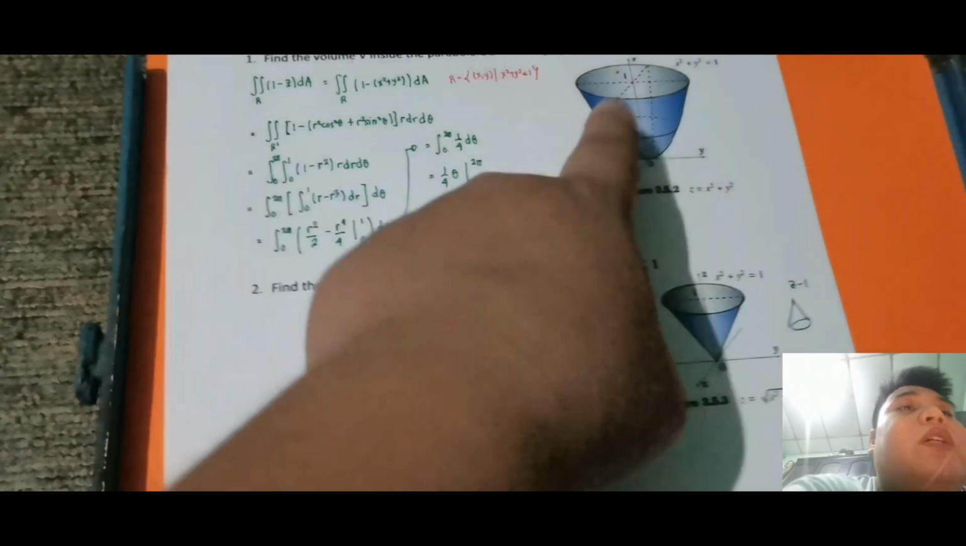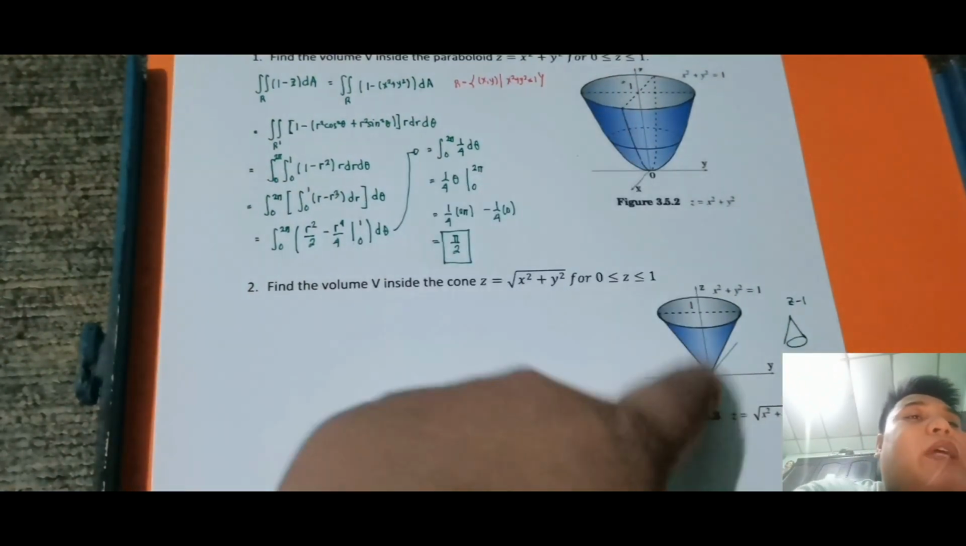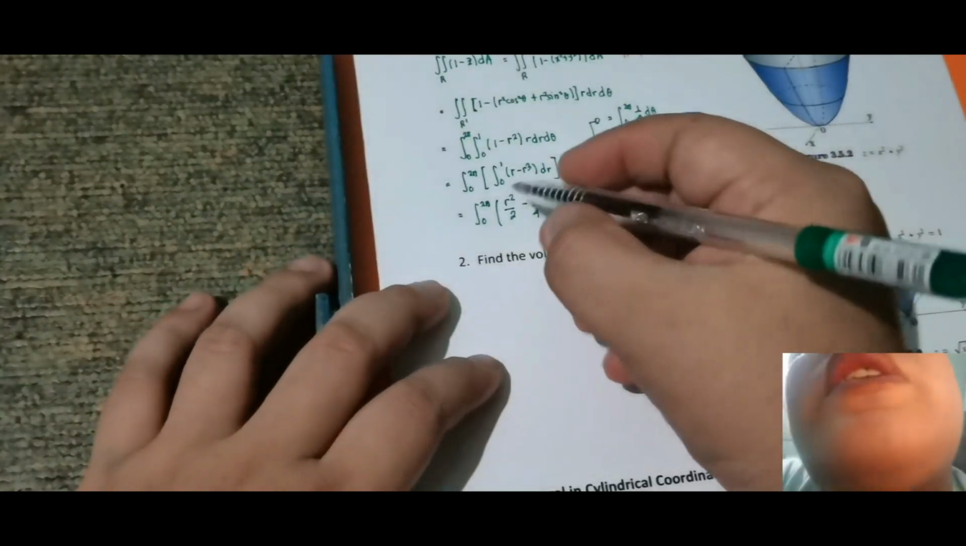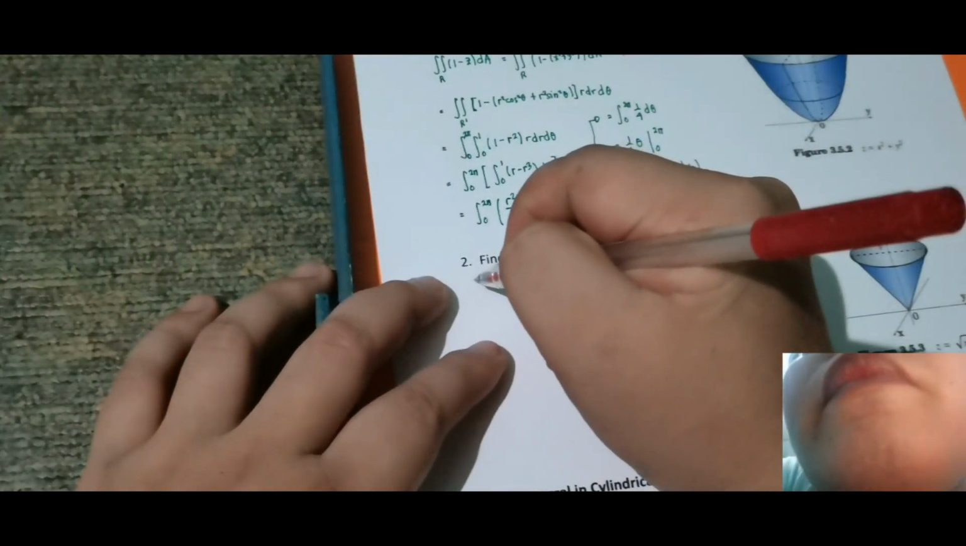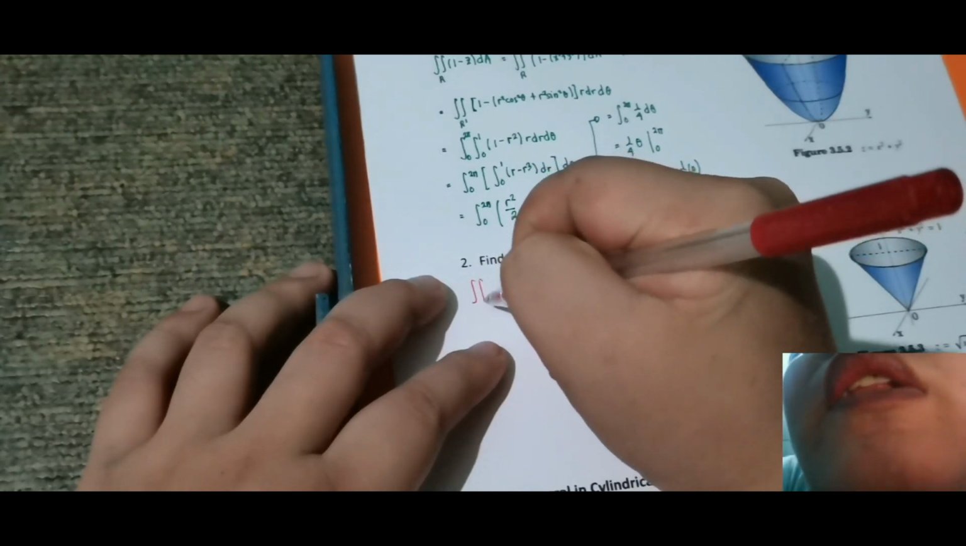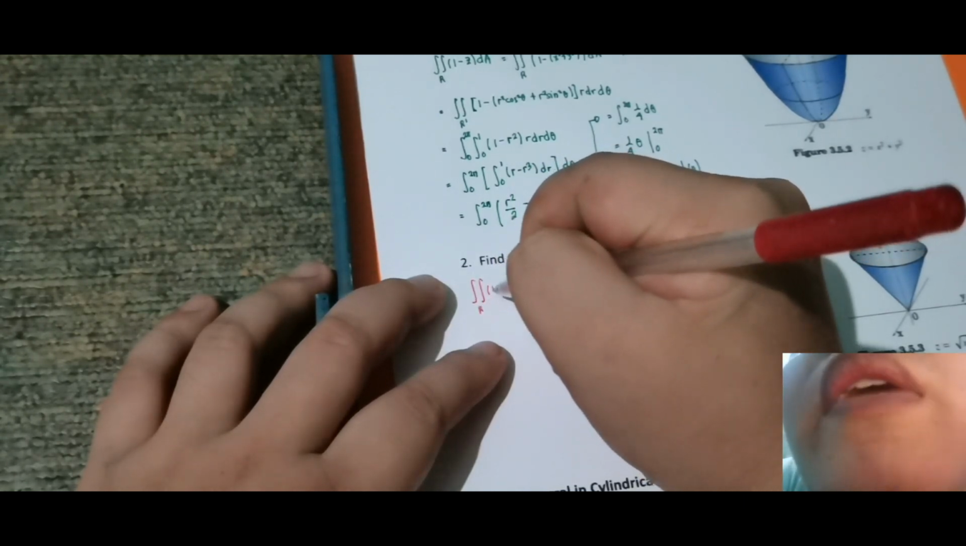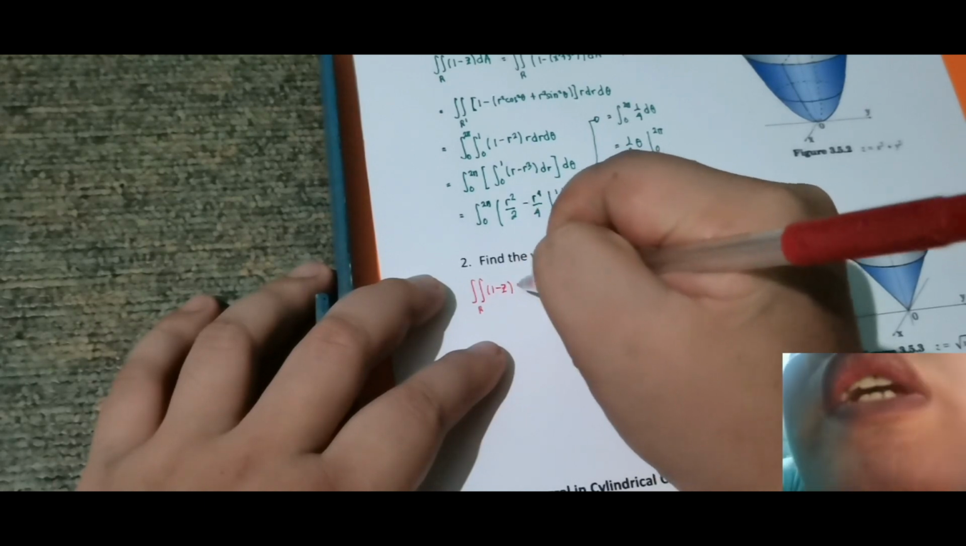Since this case is similar to the one above, it is automatically 1 minus z here. So this is just the integral. I will use red. I will go a little faster. So the double integral over the region R of 1 minus z dA.